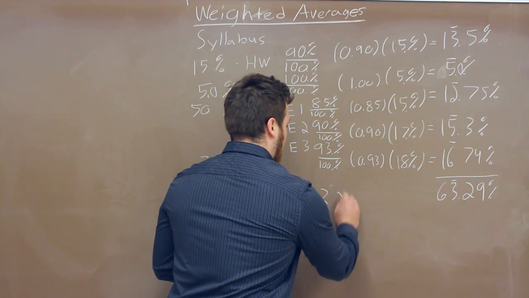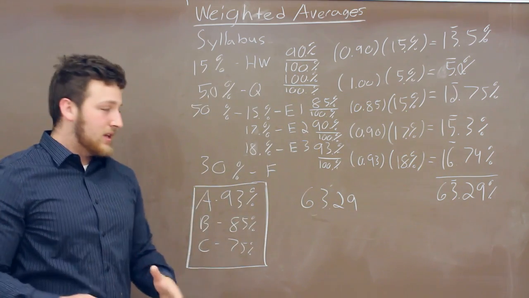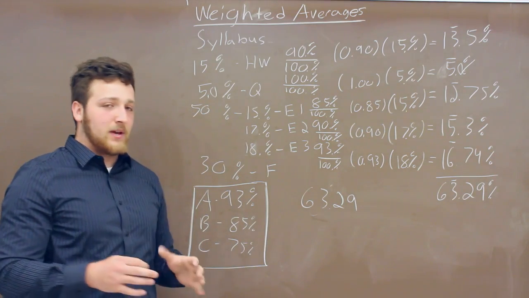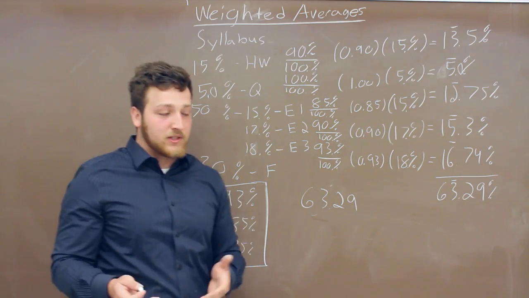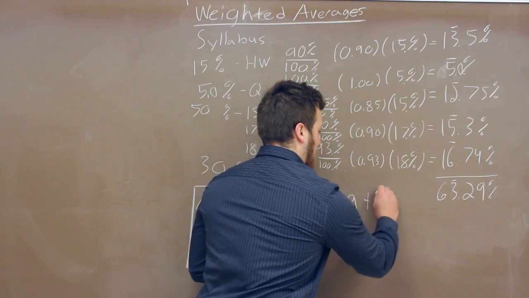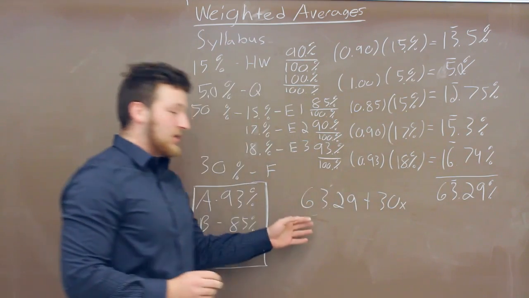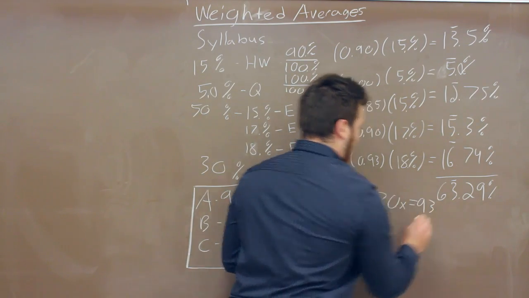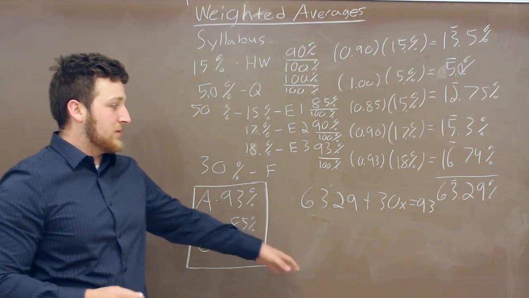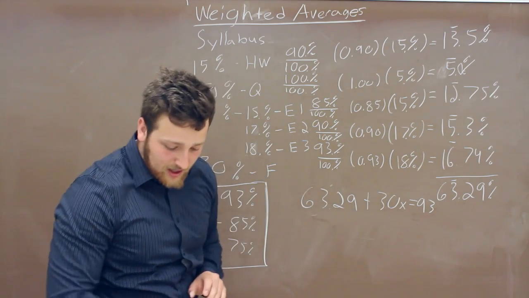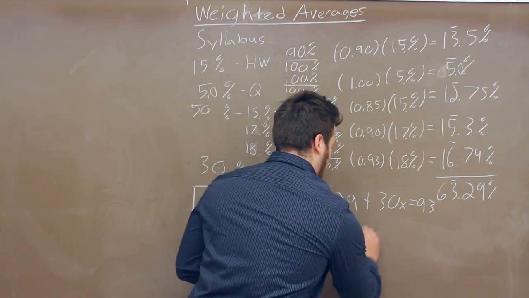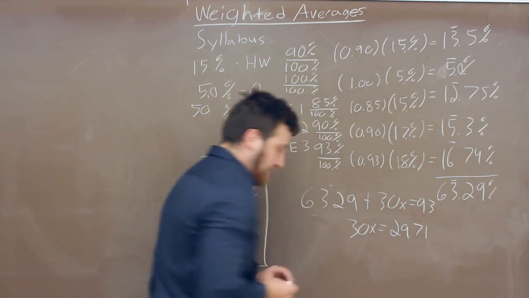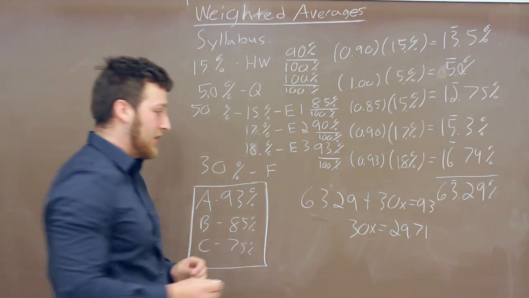So 63.29. What we need to do with this is add it to what you could receive on the final, but we're going to multiply it by a variable, or the grade you receive on the final. So plus 30x, and this is all going to be set equal to 93. So what we first need to do is subtract 63.29 from each side, and this will give us 30x equals 29.71.